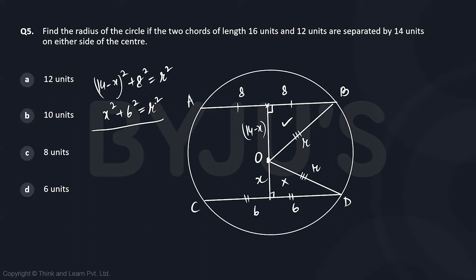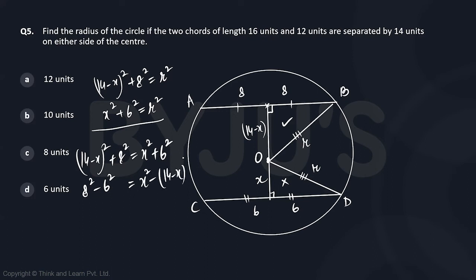So we are going to equate, because the LHS are the same as the RHS. So we will have (14 minus X) whole squared plus 8 squared is equal to X squared plus 6 squared, bringing 8 squared and 6 squared on the same side, and taking the X squared terms on the other side. This is what we'll have.